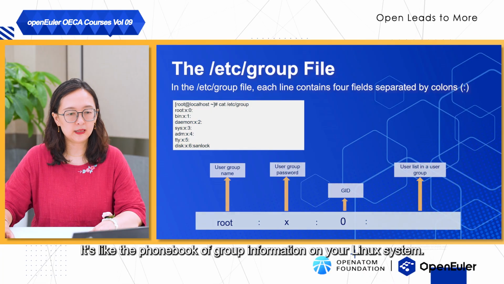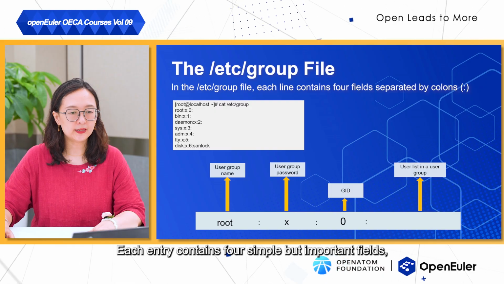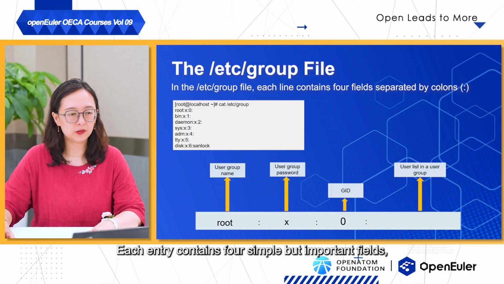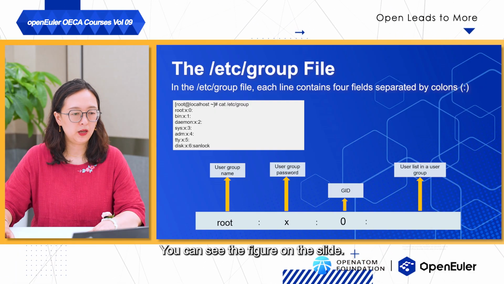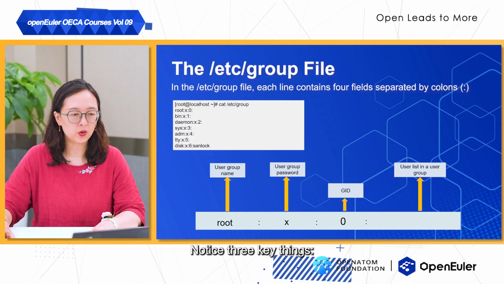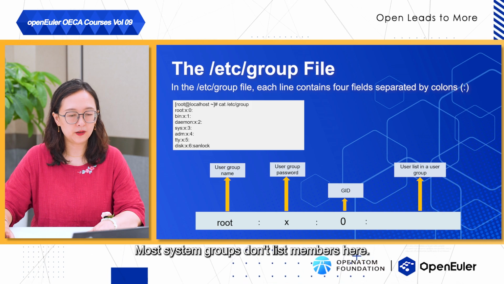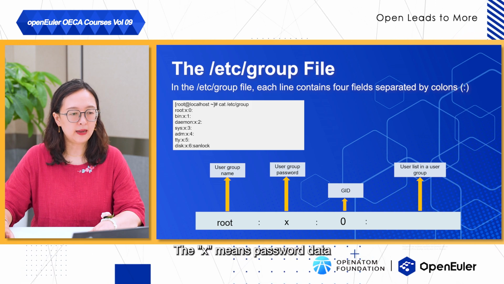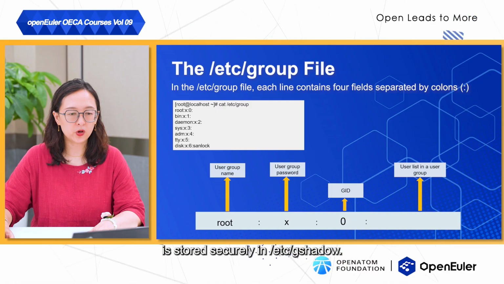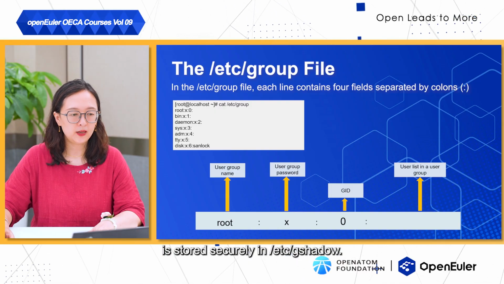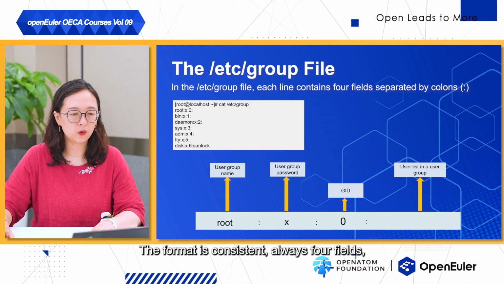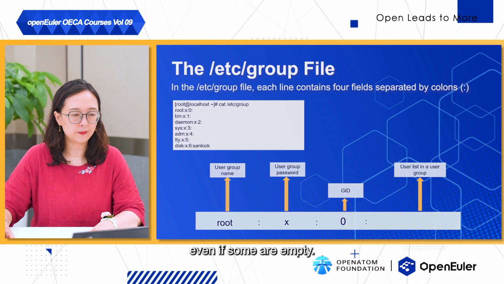The /etc/group file is like the phone book of group information on your Linux system. Each entry contains 4 simple but important fields, separated by colons. You can see the figure on the slide. Notice 3 key things. Most system groups don't list members here. They are defined elsewhere. The x means password data is stored securely in /etc/gshadow. The format is consistent, always 4 fields, even if some are empty.